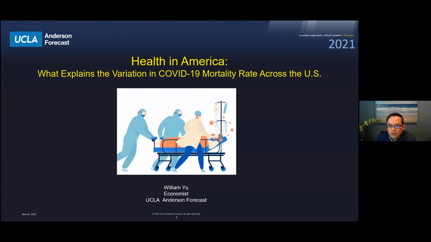Hello, everyone. At about the anniversary of the country lockdown since the pandemic outbreak, I would like to talk about this topic, health in America. What explains the variation in COVID-19 mortality rate across the United States?